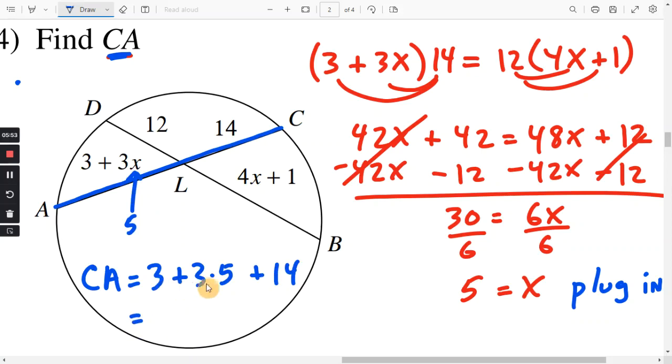Okay, 3 times 5 is 15. 3 plus 15 is 18. Plus 14 is going to be 32. So that is your final answer.